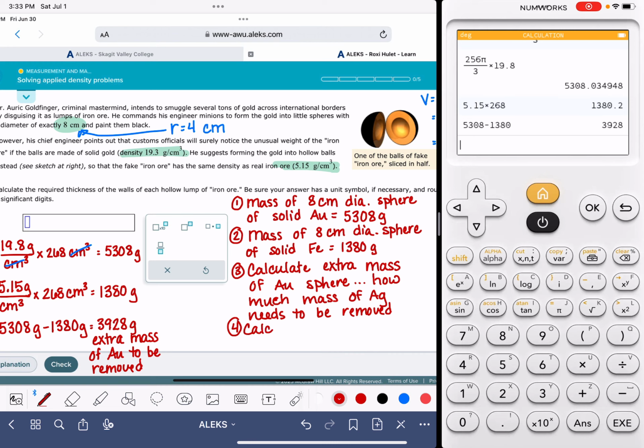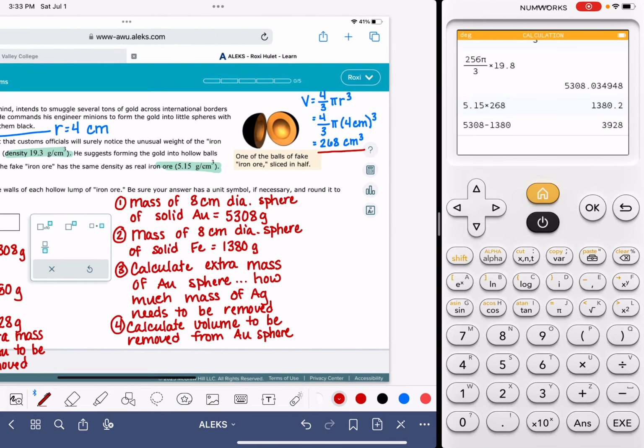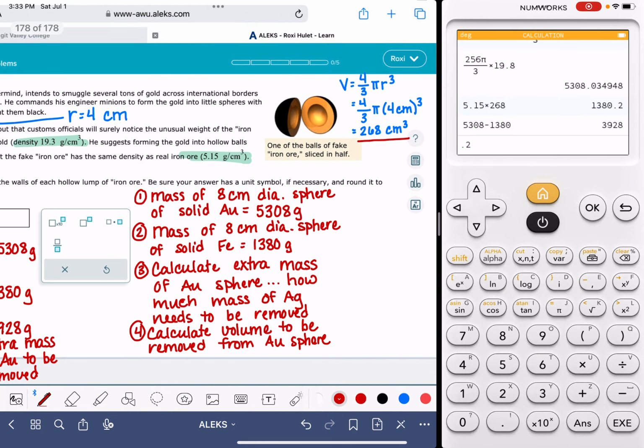We're going to calculate the spherical volume to be removed from the gold sphere. We know that we need to take 3,928 grams out of it. What volume corresponds to 3,928 grams? Let's do that calculation over here, which we need to be removed.